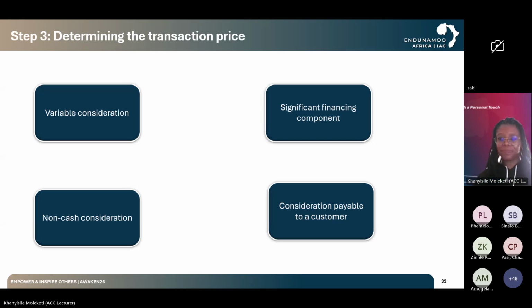Yes, Zintle? Sorry to interrupt you there. Why do we do it like this? Why do we start with step 1, 2, and then we jump into step 5, and then now go back to step 3? Even when I answer IFRS, I just get lost, because in most of the videos there's that jumping between steps. Please enlighten me on that.